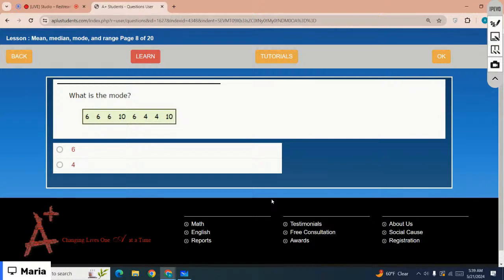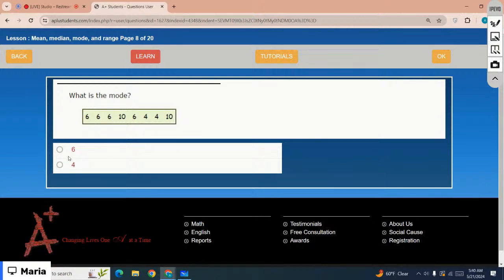What is the mode? Which is the correct option? The correct option is, yes, that is 6.